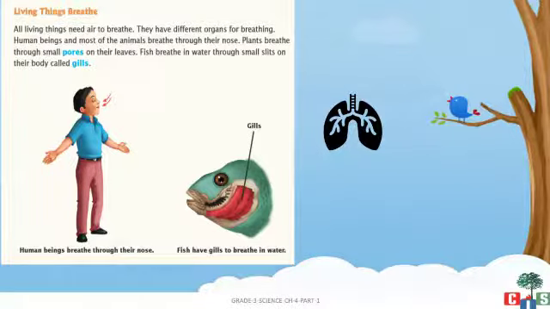Fish have gills to breathe in water. Like we have a nose, in the same way fishes have gills. Through these gills, they take in air. All living things need air to breathe. They have different organs for breathing. Like we have a nose, fish have gills.